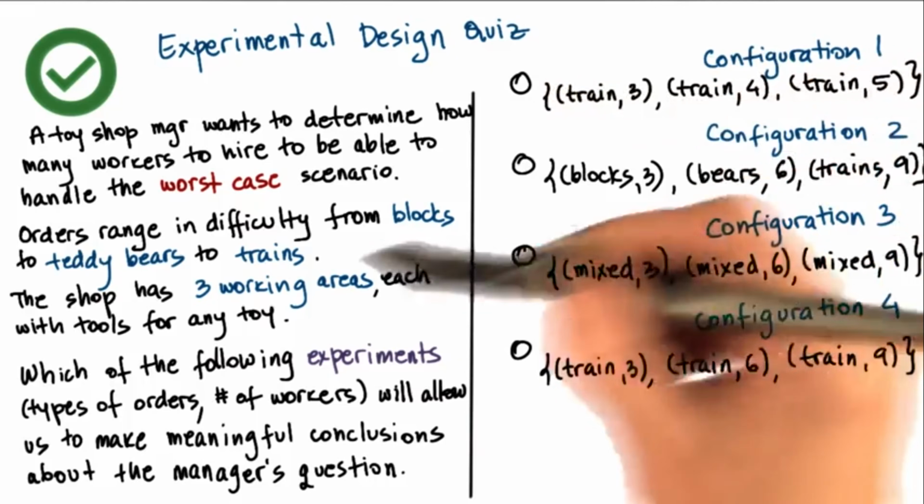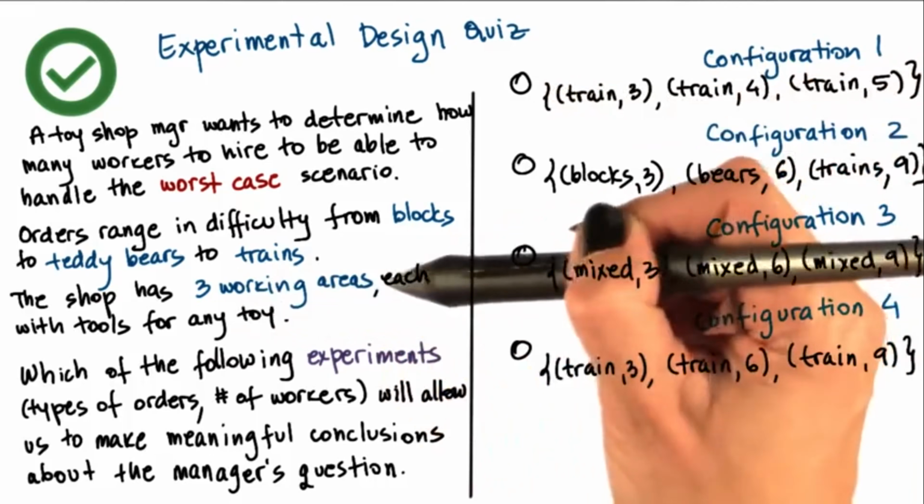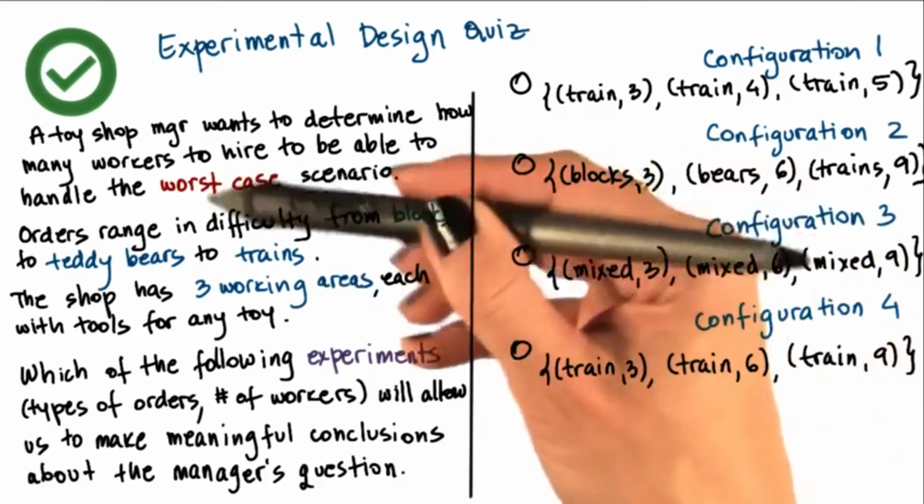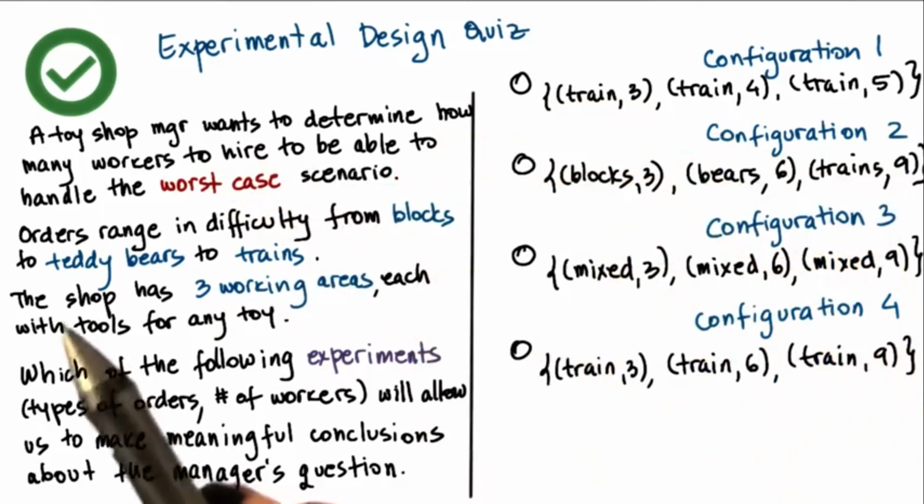The amount of resources available in each of these for handling the toys is not equal. Therefore, it doesn't really tell us anything about the worst case capacity of the system.